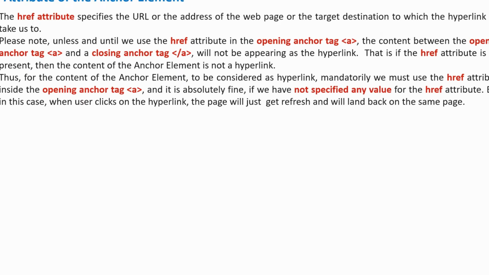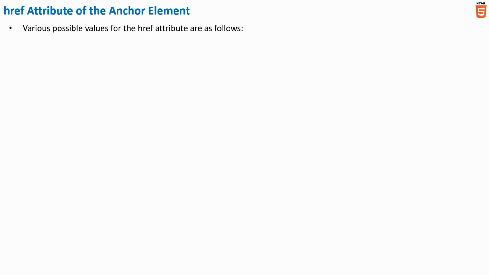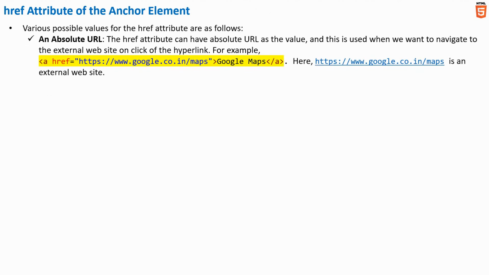But what is important that I have to discuss in this lecture are the various possible values that an href attribute can have. The first value that an href attribute can have is an absolute URL. That is, the href attribute can have an absolute URL as the value, and this is used when we want to navigate to some external website on click of the hyperlink.